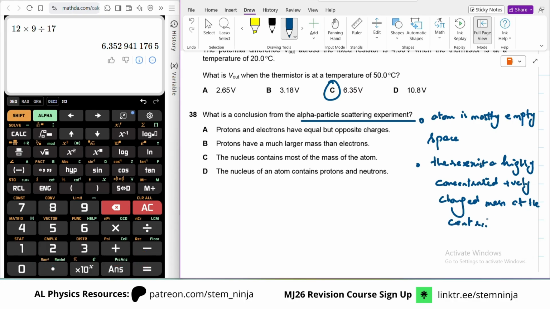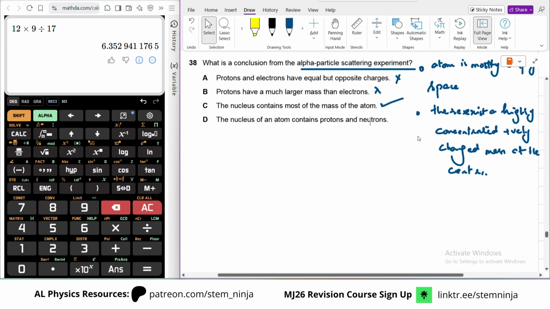Right, so let's see what is aligned with it. Protons and electrons have equal but opposite charges. The alpha particle scattering experiment does not show that. Protons have a larger mass than electrons. No. The nucleus contains most of the mass of the atom. Actually, yes, this would be the correct answer. So the nucleus is at the center, a highly concentrated, positively charged nucleus, and almost the entire mass is at the center.